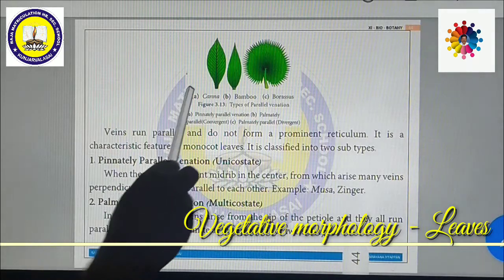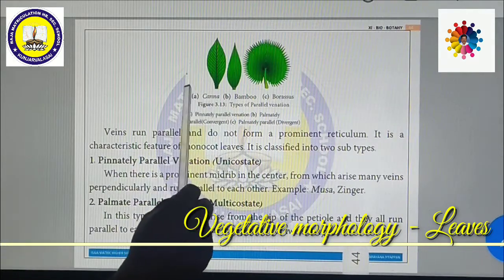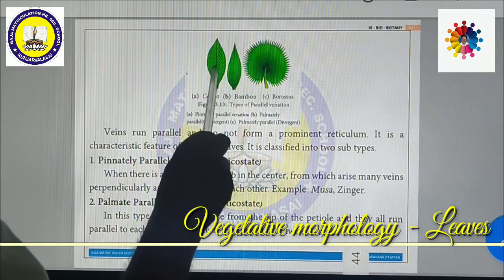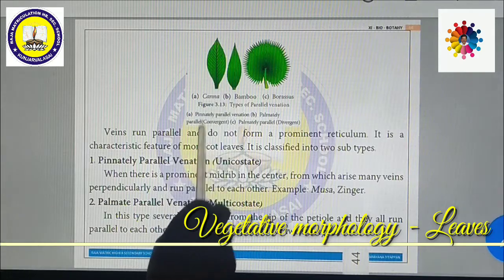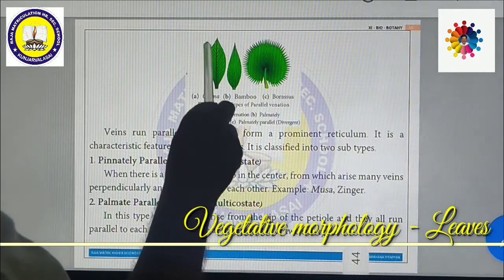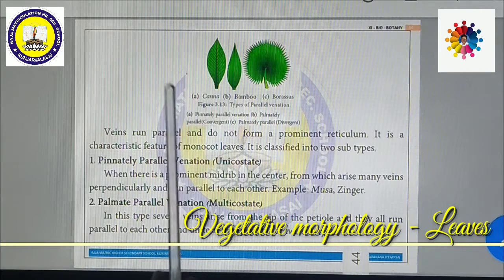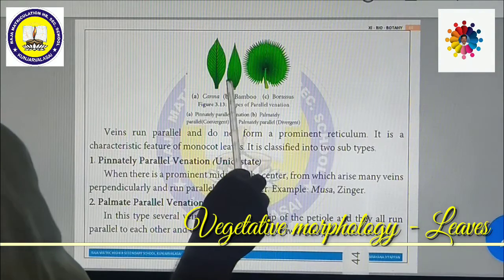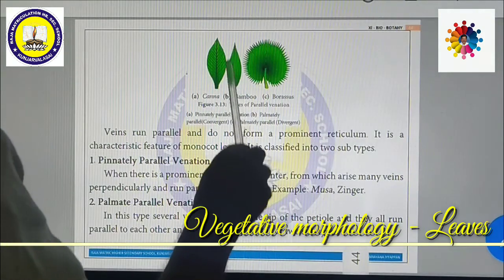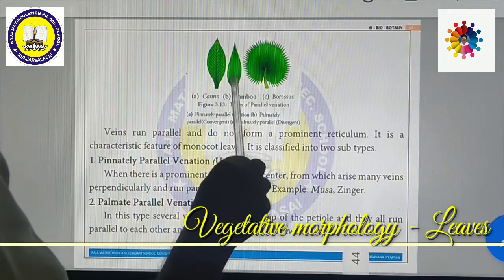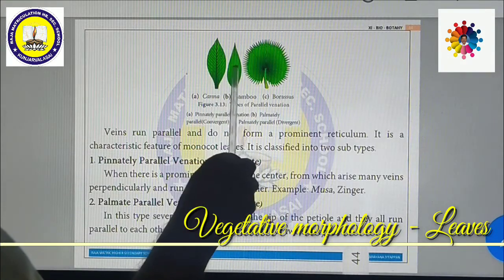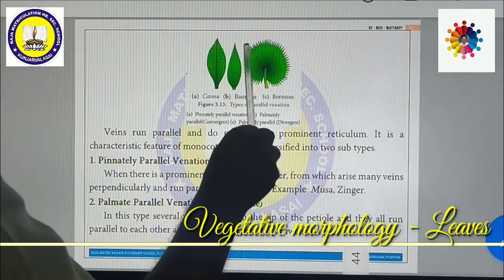If you see canna or banana, these have only one main midrib present. From this, various veins run in parallel. All the veinlets are parallel. This is called pinnately parallel venation. On the other hand, when more numbers of veins are parallel, these are called palmately parallel venation. This is further divided into palmately parallel convergent and palmately parallel divergent.